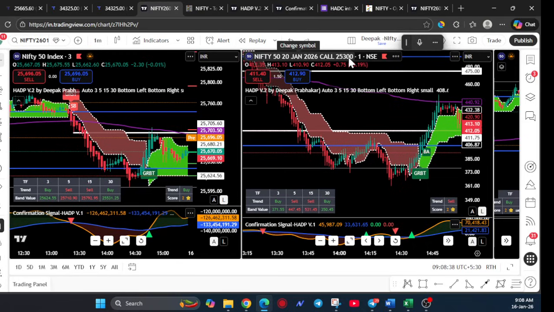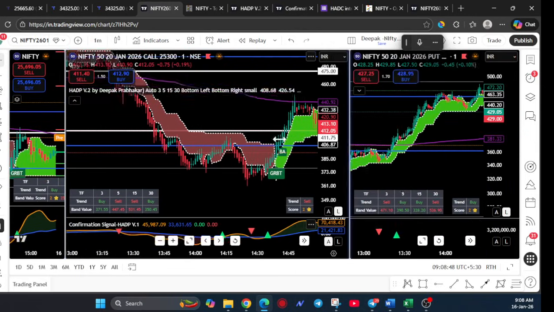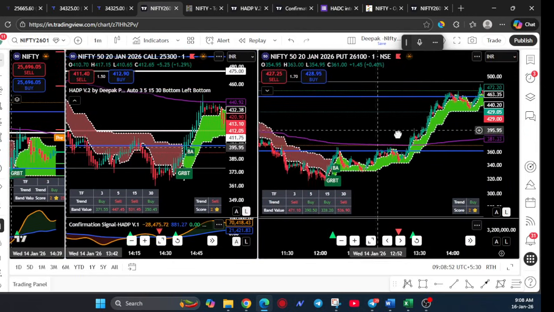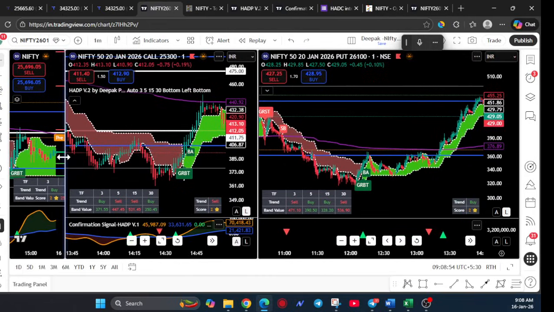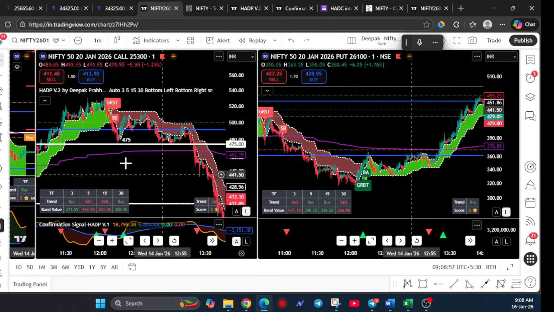What is this? This is also called this. Okay, this is a spot chart, right? Okay. Let's try it. Let's go here. Sorry. So we'll go here now. Let's forget about the spot chart now. Let's see at what time we got the sell trigger here.